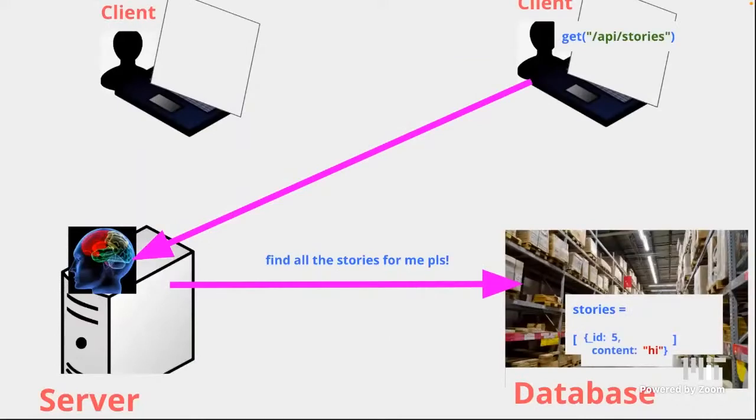And then sometimes our server will also need to talk to our database. Like if you're running a store, sometimes you'll need to go to the warehouse to get your stuff. The database is just a larger place to store all of your information. And the server will often communicate with the database to get things like all the stories or one specific story.